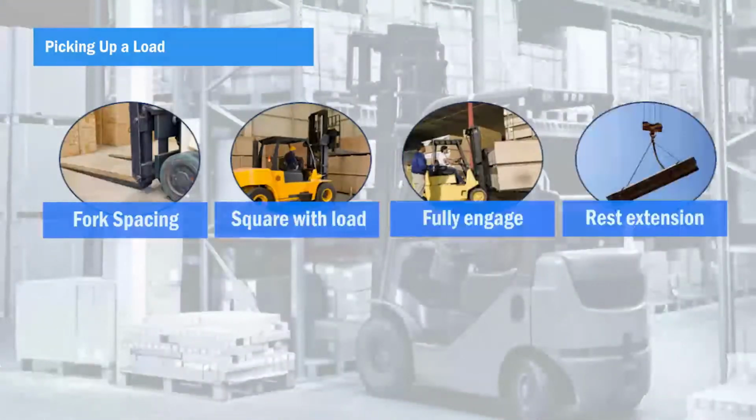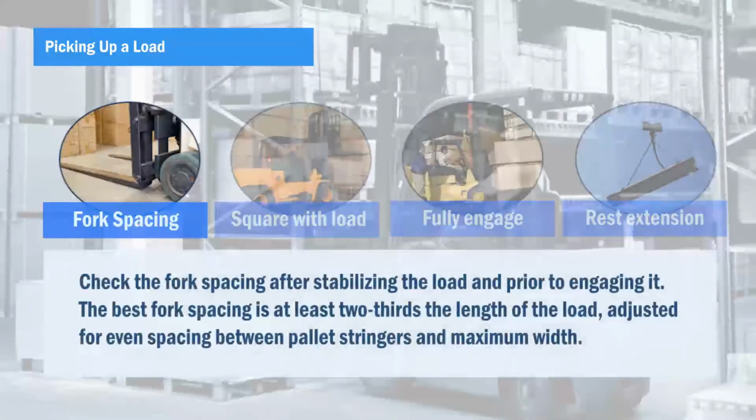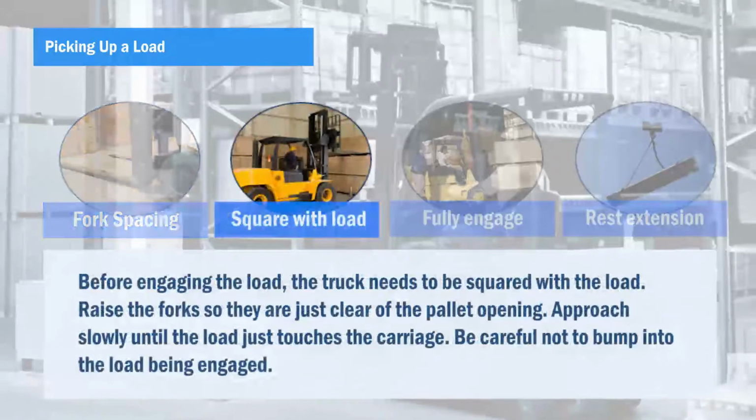Picking up a load. Fork spacing. Check the fork spacing after stabilizing the load and prior to engaging it. The best fork spacing is at least 2/3 the length of the load, adjusted for even spacing between pallet stringers and maximum width.